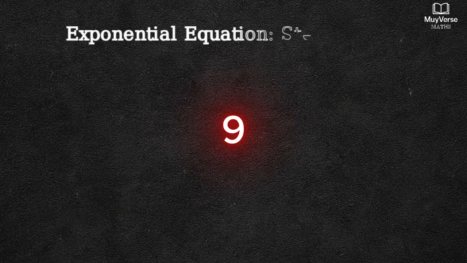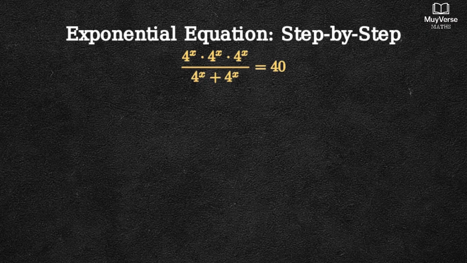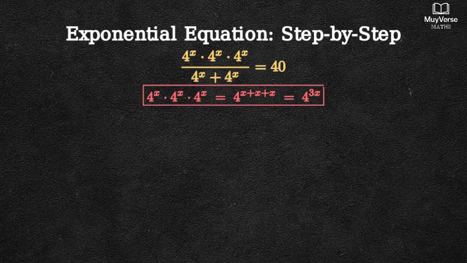We're going to solve this equation step by step with no gaps. The equation is 4 to the x times 4 to the x times 4 to the x divided by 4 to the x plus 4 to the x equals 40. Step 1. Simplify the numerator and the denominator separately. The numerator is 4 to the x times 4 to the x times 4 to the x. Same base multiplied means add exponents. That becomes 4 to the 3x.